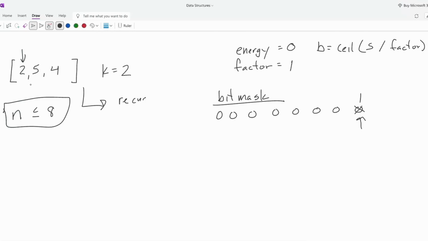Now, when I go down into my recursive function, I'll have this bit mask available. And as I'm iterating through my strengths, I can say, okay, let me check my bit mask and see. Well, I've already done the 0th, so I can't do this. Then I can move on to the first bit, and I'll say, okay, well, I haven't done this one, right? So I could potentially break this one next. And that's how we're going to use our bit mask.